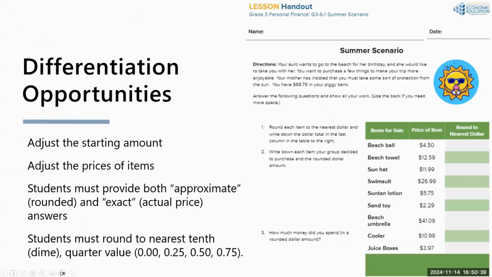So how can we differentiate this? Because like I said, it is totally adaptable. So you can adjust your starting amount if there is a starting amount. That's one way. In this scenario, you can see this is the summer one, you have $56.75 in your piggy bank, right? That's great. If your learners are not at that level, we could be at whole dollars, right? Or everything can be changed to just quarter values, 50 cents, quarter, 75 cents, right? So we're reinforcing both fractions and decimals at that point when we're thinking of quarter values.